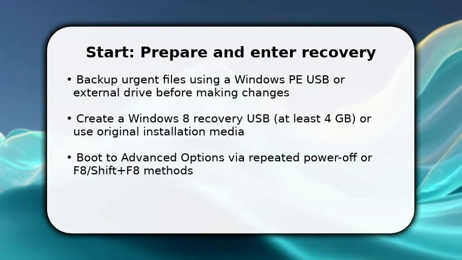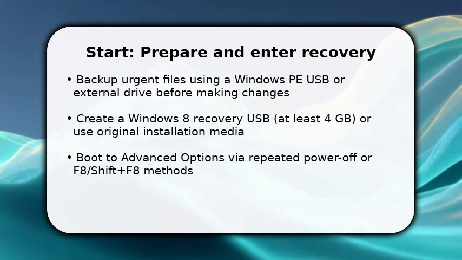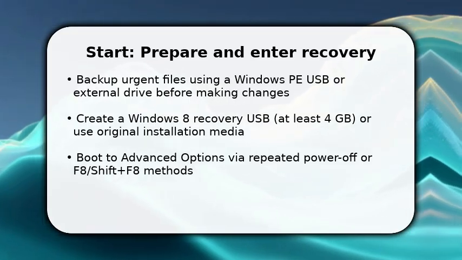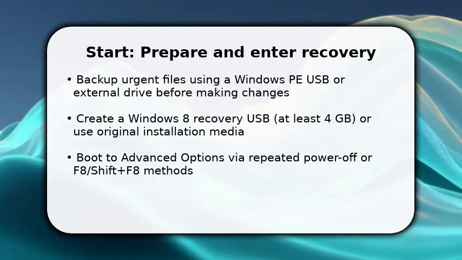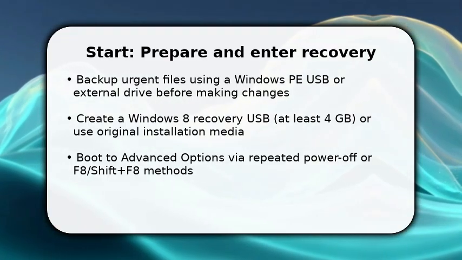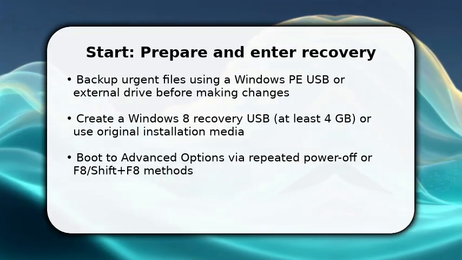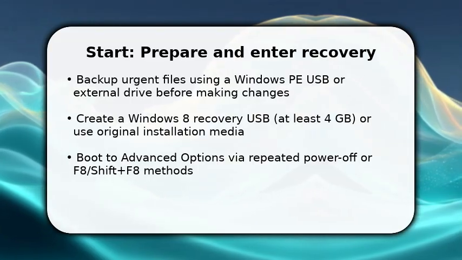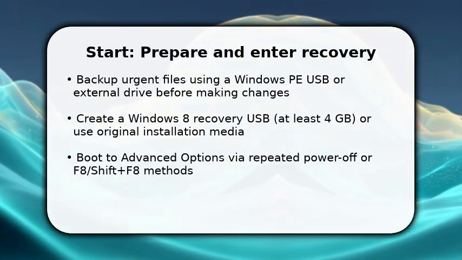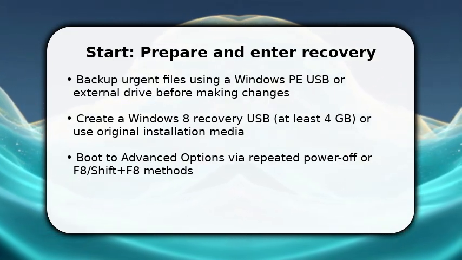You'll begin by getting into the recovery environment quickly. Create or find a Windows 8 recovery USB and connect an external drive for any quick backups. Once done, force 3 power cuts during boot to trigger automatic repair, or use Shift plus F8 if your machine responds. When Advanced Options appears, choose Troubleshoot then Advanced Options. You're now in the right place to run diagnostics and repair tools. This avoids guessing and gives direct access to the command prompt and startup repair utilities.